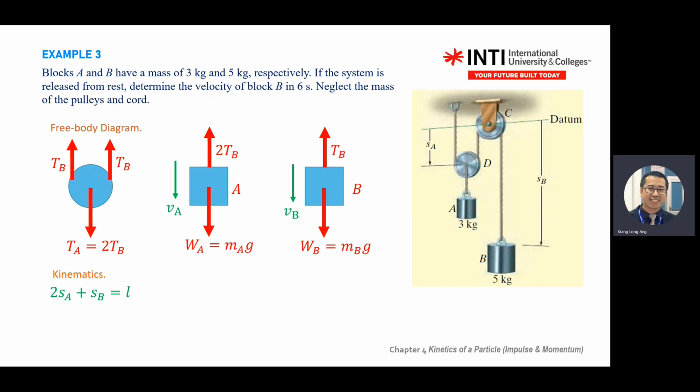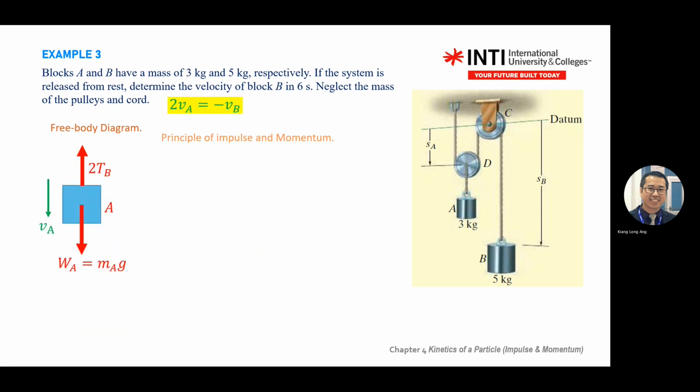Then you do kinematics, find the total length and so on. You find the relationship between A and B. Once you have that, then you apply the principle of impulse and momentum. This one you focus on one item and then another item. So for item one, you use the principle of impulse and momentum. Now, for the principle of impulse and momentum, you try to observe the equation. Impulse: F equal to ma equal to the change of momentum, mv. So mv2 minus mv1. Or you can write mv1 plus integral of F dt equal to mv2.